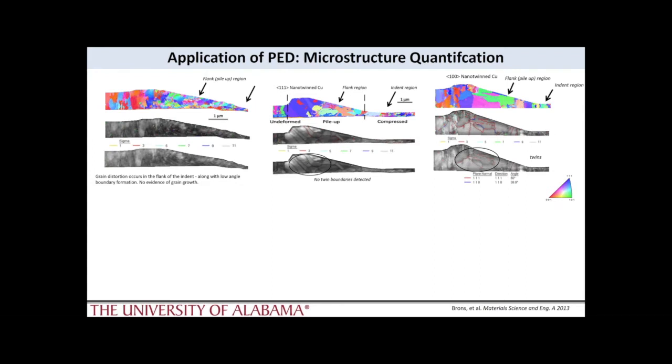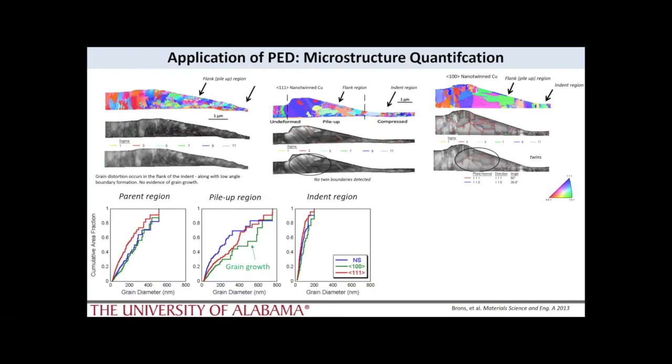So what this really gave us insight into is that the twin structure in this copper sample must be very important. We're able to use PED to study it and quantify that because we can measure it in the nanoscale regime, whereas other techniques prior to PED, such as electron backscatter diffraction, may be limited to 100 nanometers, which would be far more coarse than the size of the features we want to see. By having the PED data, we're able to quantify the grain size distribution through these cumulative area fractions in all three regions: the parent region, which are all about the same, the pile-up, the flank region where they grow, and then the indent region right under it.